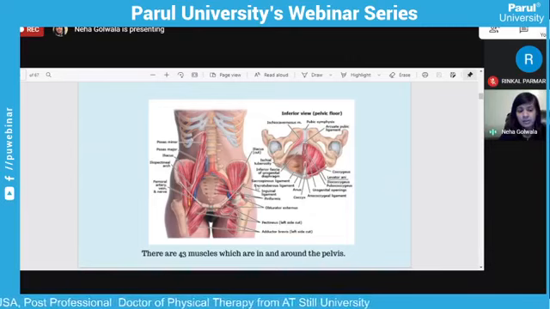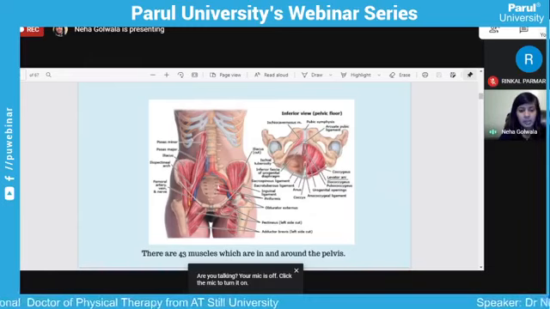Now, if we consider the relationship to the pelvic floor, as you can see, this is the pelvic bowl here.